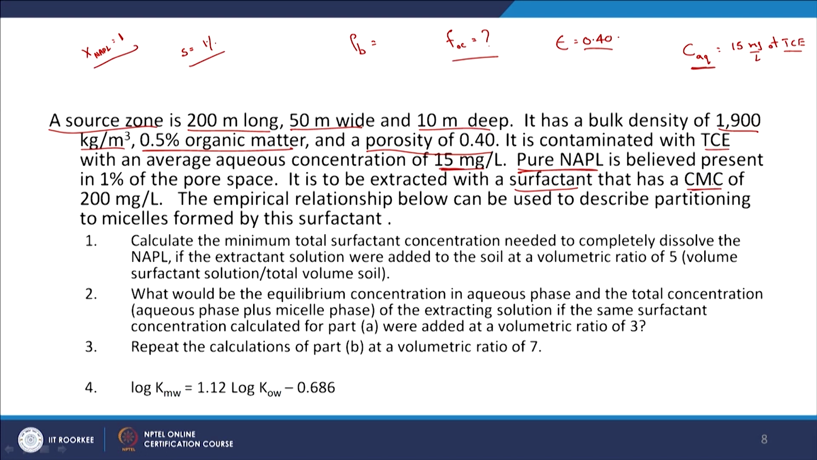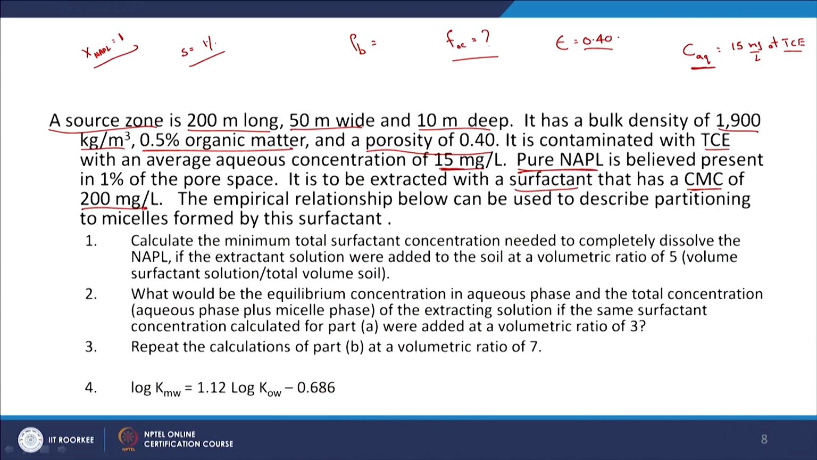It is obviously the critical micelle concentration, and we need to add enough surfactant such that we cross this limit of CMC to be able to fall in the micelles. Let us say it has a CMC of 200 milligram per liter. So S total is equal to S dissolved plus S in the micelle phase. For micelles to be formed, you need to first reach the CMC here, which is around 200 milligram per liter.